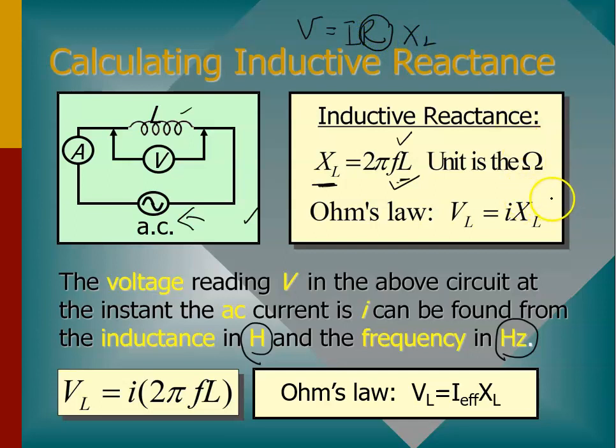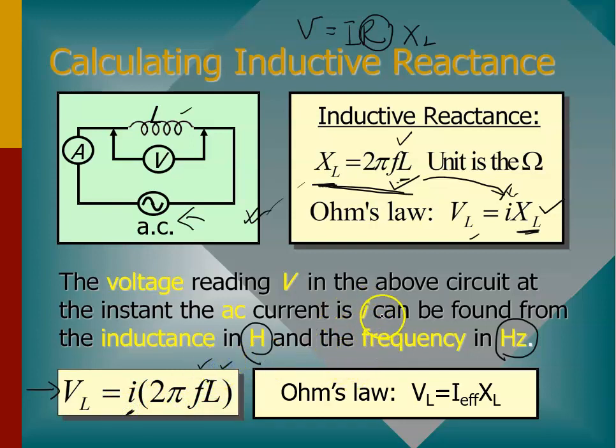Hence the equation of V in this type of circuit will be written as this one, where VL, the voltage passing through your inductance, is equal to I, the current in your circuit, times the inductive reactance. When I substitute this equation of inductive reactance into Ohm's law, I get a new expression for VL, where VL is equal to I times 2 pi times the frequency times L.